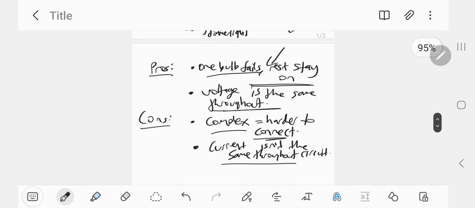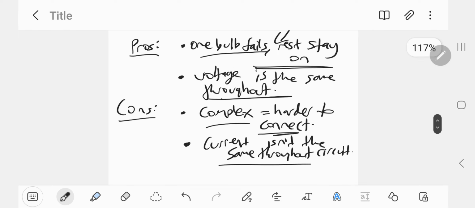So to summarize, series circuits involve components connected in series, one after the other, forming one big loop. Parallel circuits is basically when you have components connected in parallel in different branches, and so you have multiple pathways for current to flow.